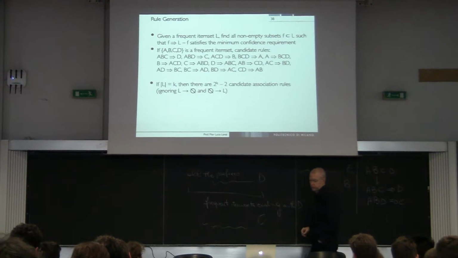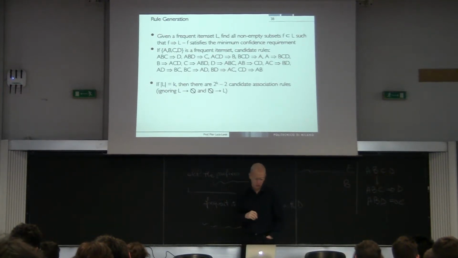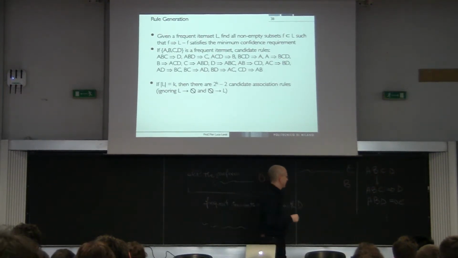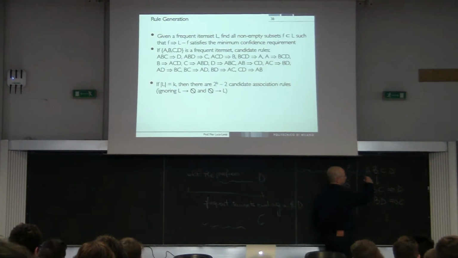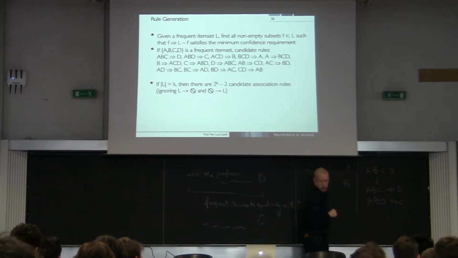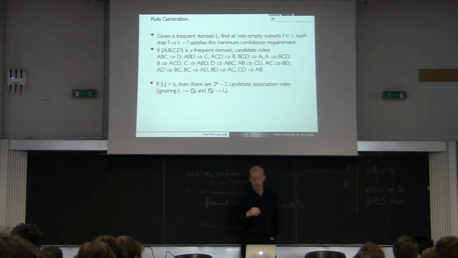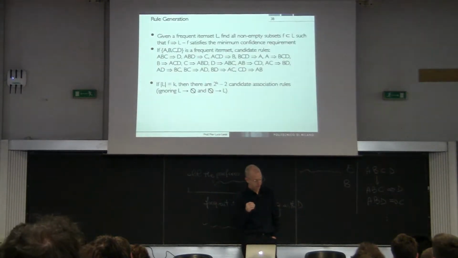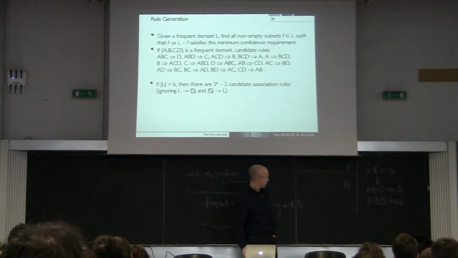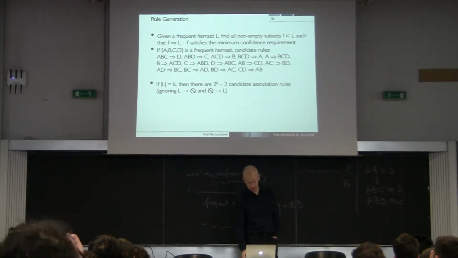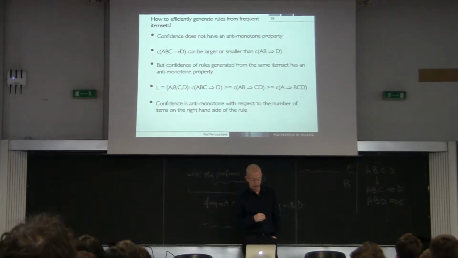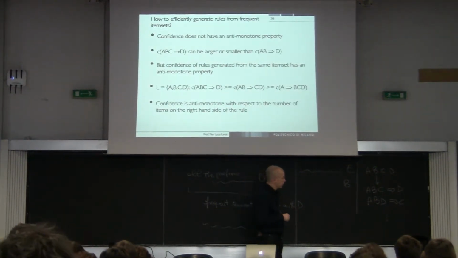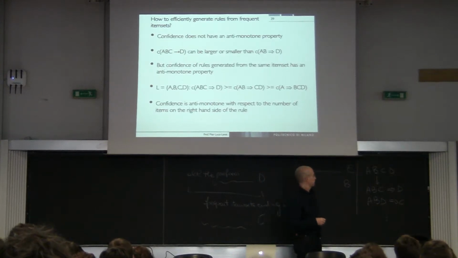Okay, all the combinations. Now again, if I have k elements here, I have 2 to the power of k minus 2 possible rules to generate. But what is interesting is that I find some property that is actually very similar to the one that is used for a priori.